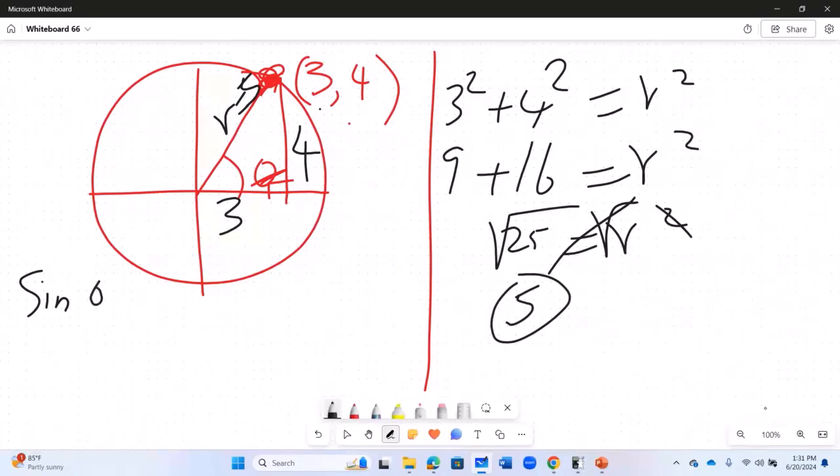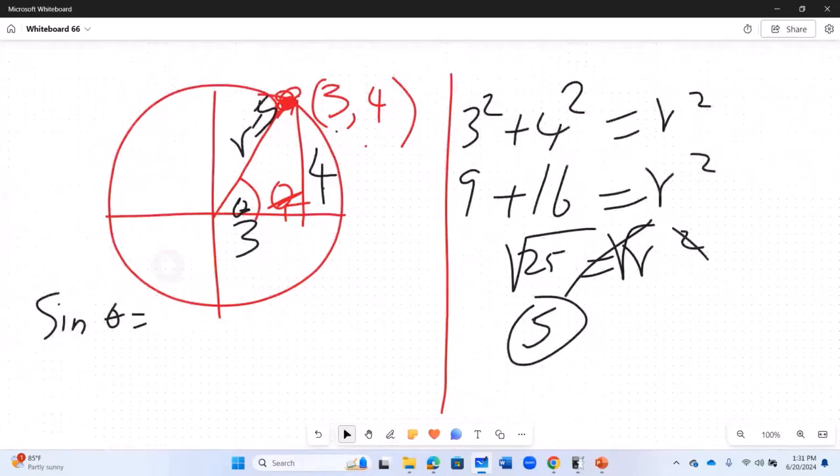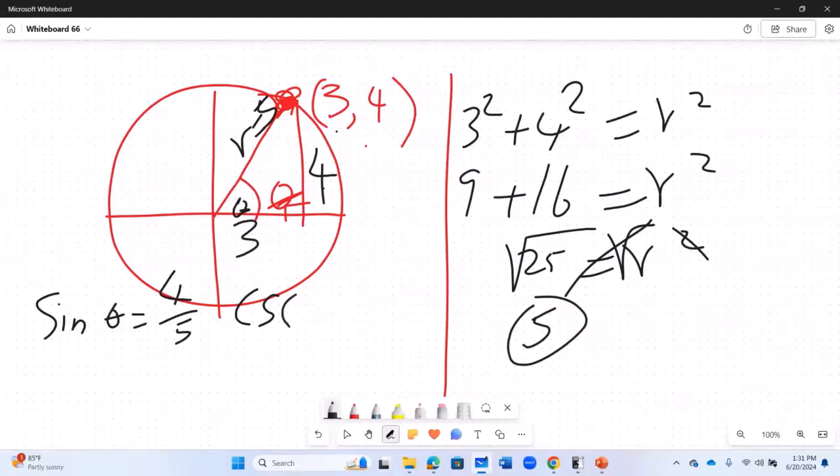So sine theta is equal to, this is the theta I'm talking about, opposite to theta over hypotenuse, 4 over 5. Therefore, cosecant theta is equal to 5 over 4.